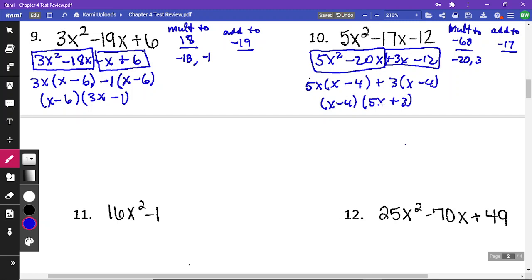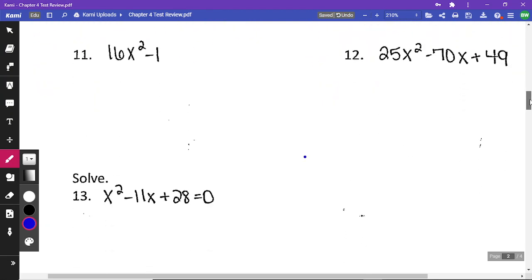Okay, so now we're going to keep going. These next ones, when you see these squared things, 16, you know that's a perfect square. 1 is also a perfect square. So you think about the patterns, and when it just has two terms, think that could be difference of squares. It has to be subtracted, and it is. So we have difference of squares here.